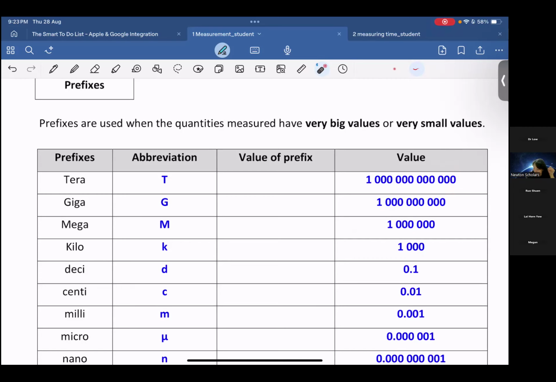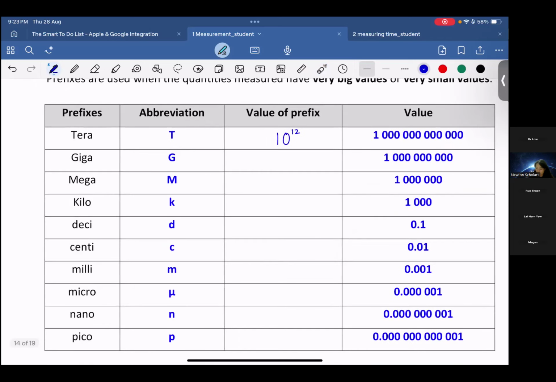Okay, if this one 3, 6, 9, and 12, 12 zeros, that means 10 power of 12. This is called tera. So we have a total of 10 prefixes. You have to memorize tera, giga, mega, kilo, deci, centi, milli, micro, nano, pico. And their values you have to memorize. Okay, we write down first. Tera, giga. Giga is 10 power of 9.